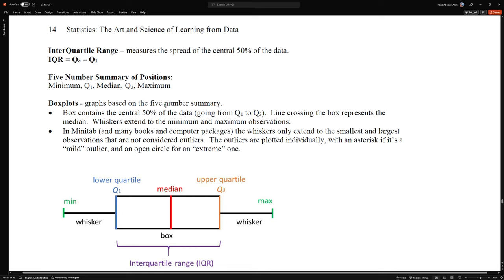Box plot graphs are based on the five number summary. The box will contain the central 50%, so this is the central 50% of the data from Q1 to Q3. The line crossing the box represents the median. And the whisker extends to the minimum and the maximum observation. So this whisker extends to the maximum observation and the minimum.